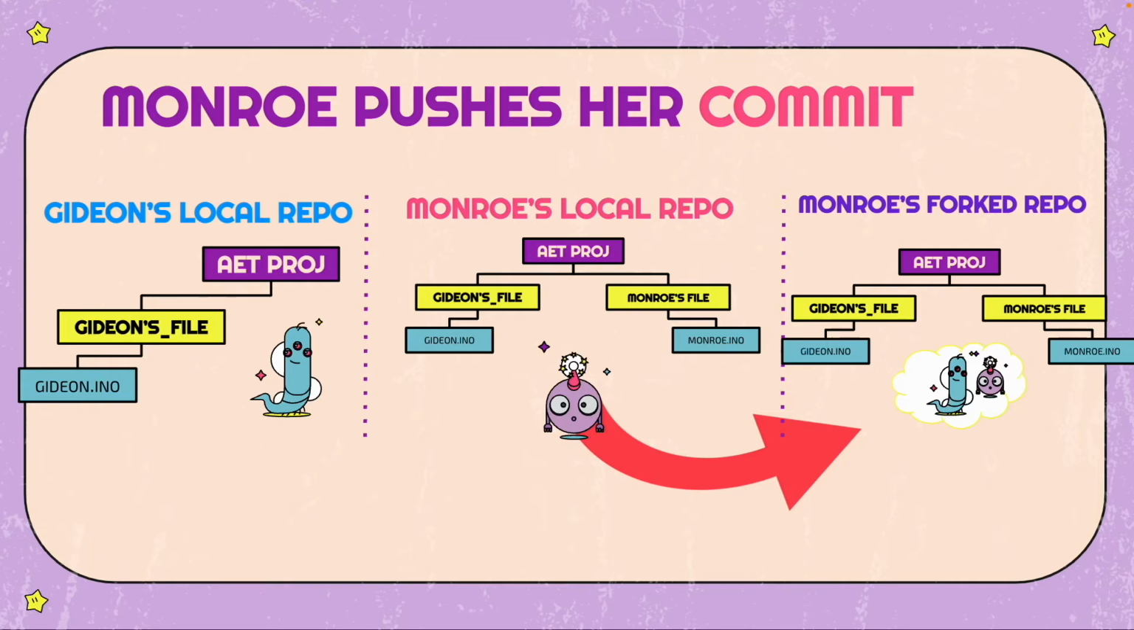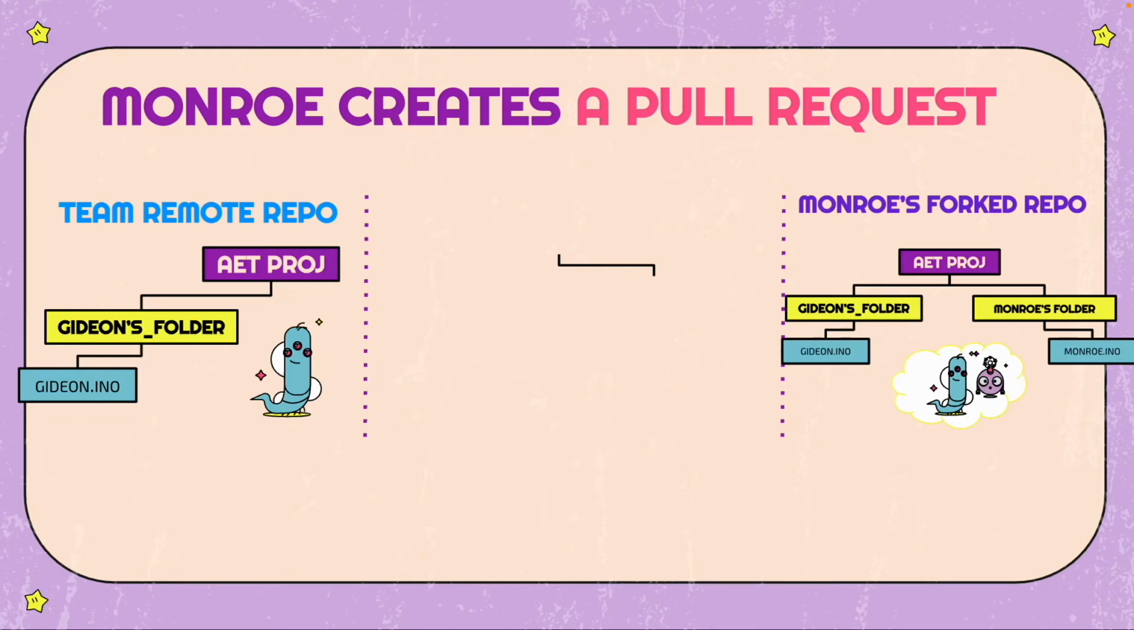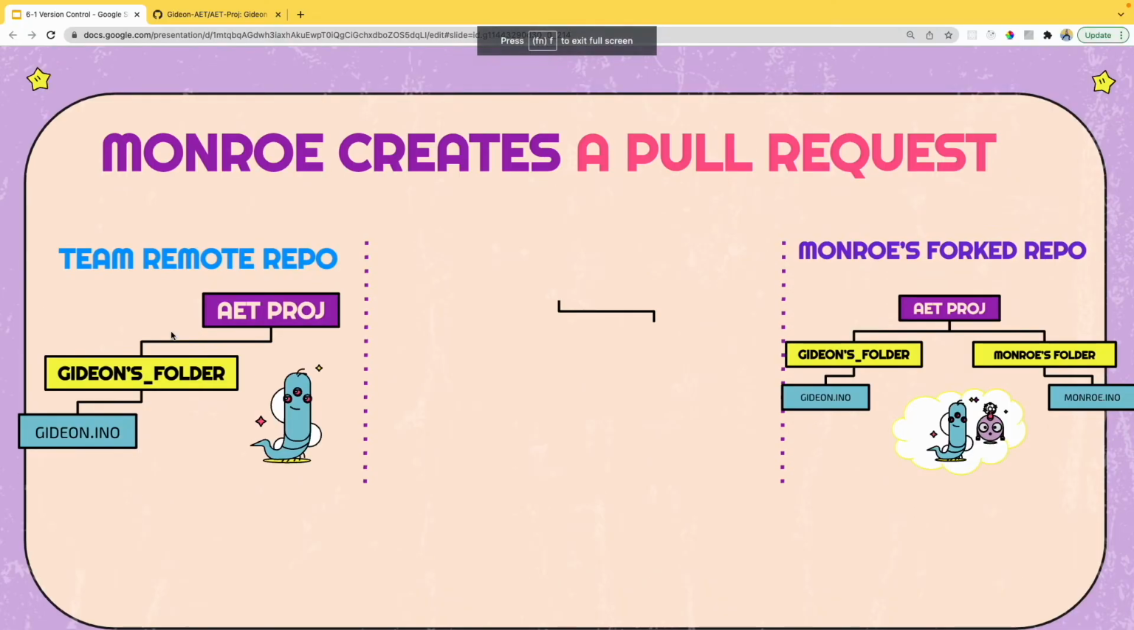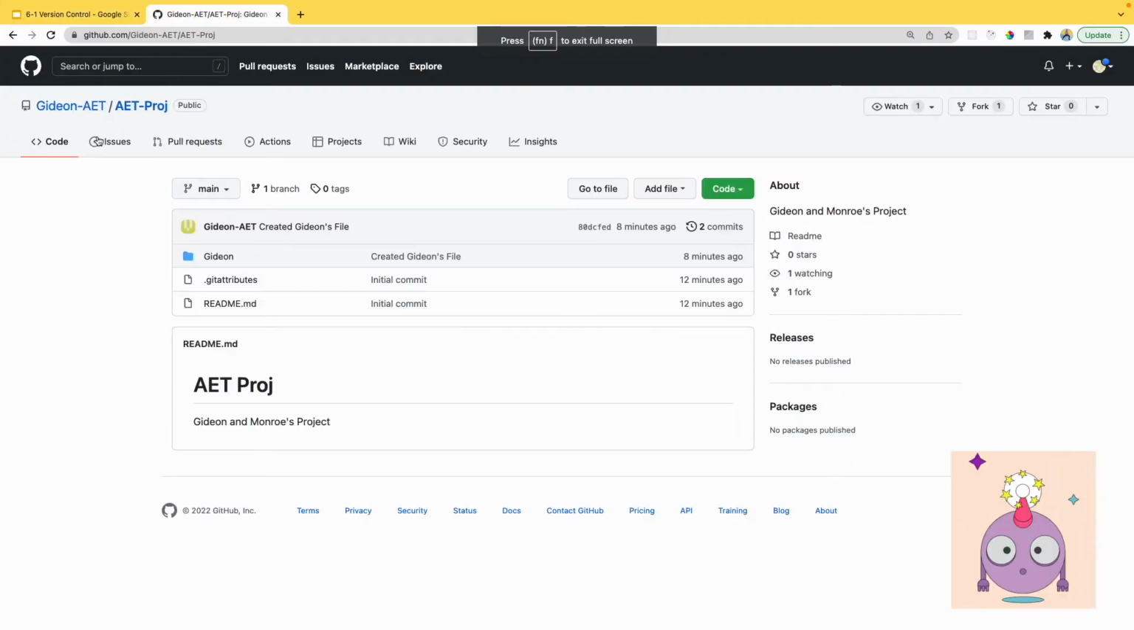But there's an issue. It's just on the forked repo. In the team remote repo, it still looks like the Gideon show. So Monroe has to make a pull request. Let's walk you through how to do that.